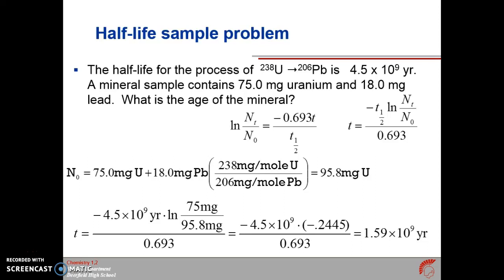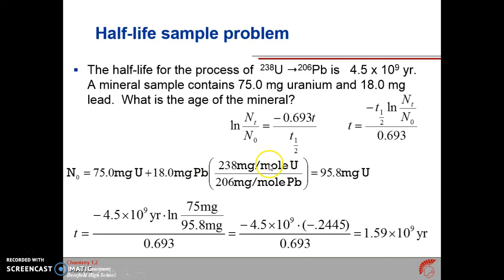15 minutes of recording. So we were on this half-life problem where we don't know what our starting amount of uranium is, but we do know how much lead we have after a certain amount of time. So we're going to use that amount of lead and backtrack to figure out how much uranium you started with. So we still have 75 milligrams of the uranium, but we have 18 milligrams of lead. So we've got to proportionally figure out how many grams of uranium created that 18 grams of lead.